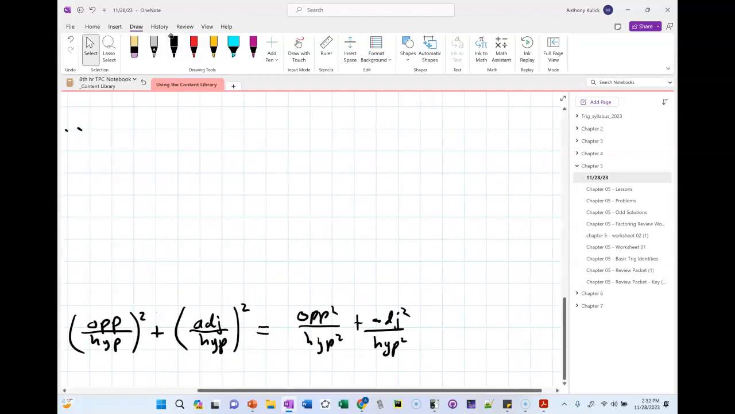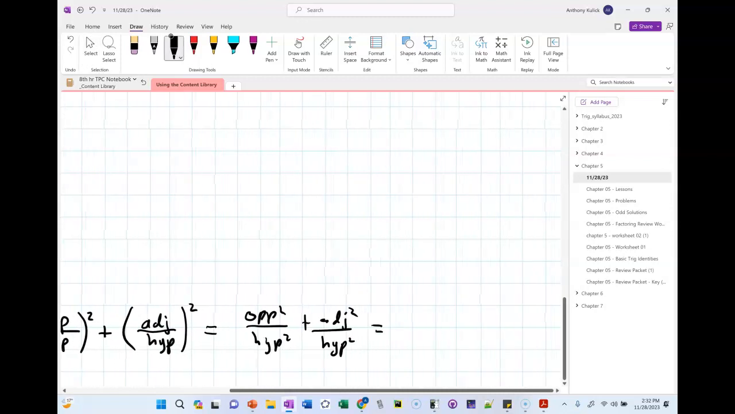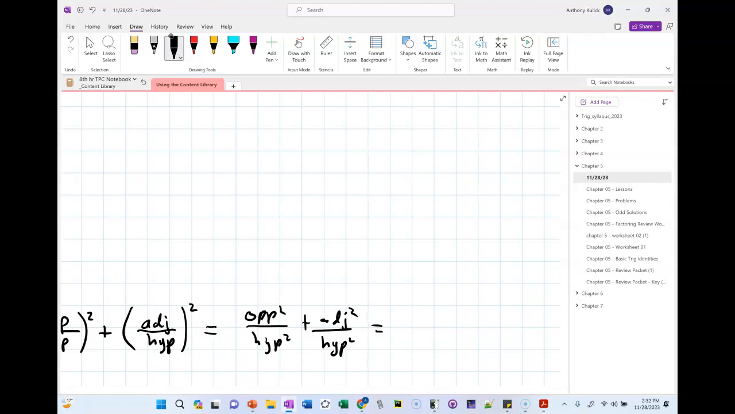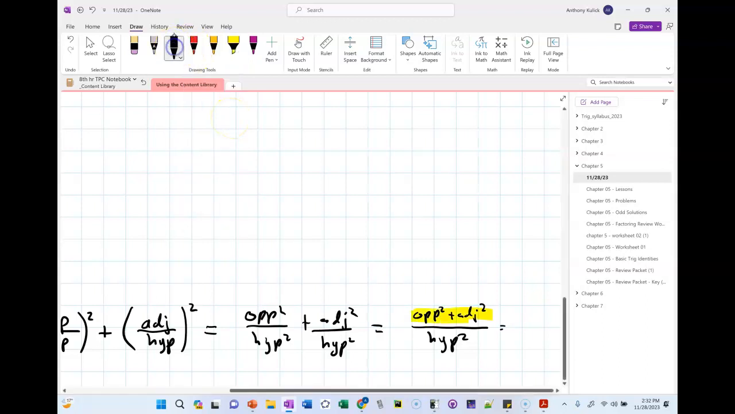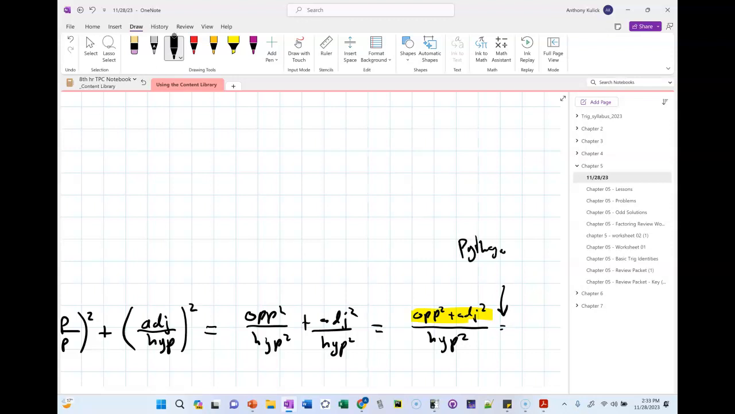So far, so good? What do you notice about the denominators of those two fractions? So what can I do with them? I can add those two fractions together because I have a common denominator. All right, here's the hard question. Opposite squared plus adjacent squared, what does that equal? Hypotenuse squared. Why? The Pythagorean theorem, a squared plus b squared equals c squared. Great.